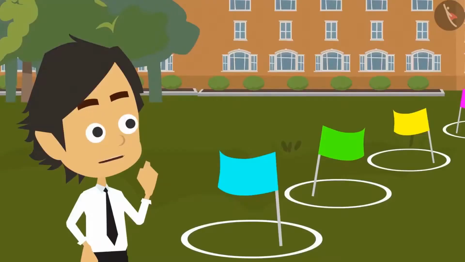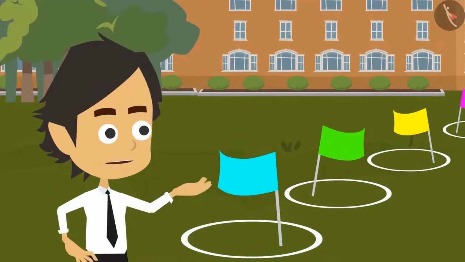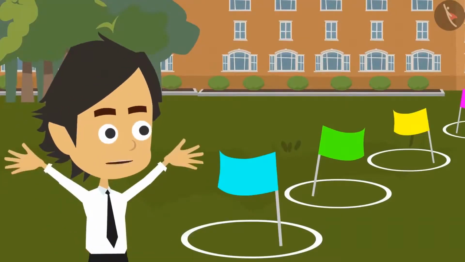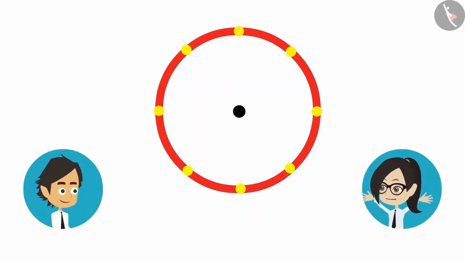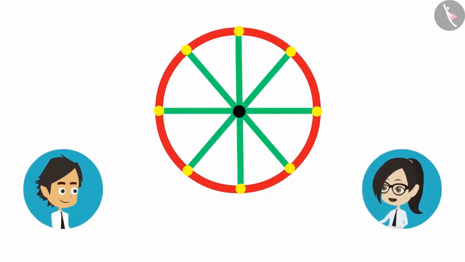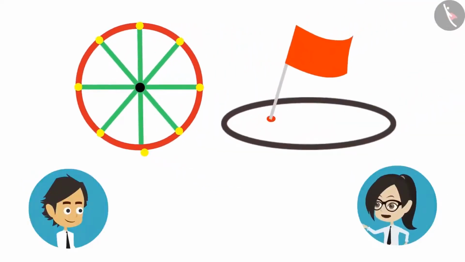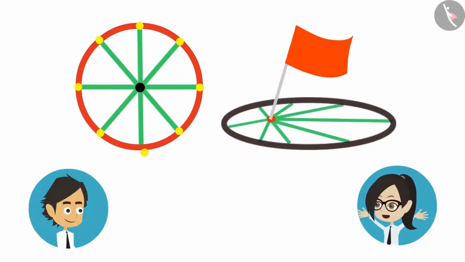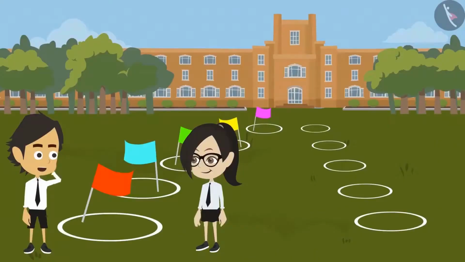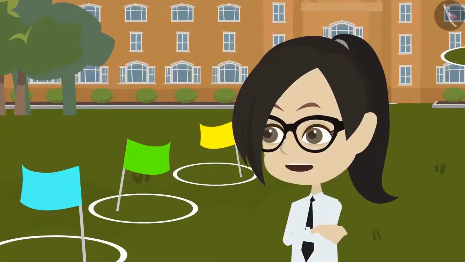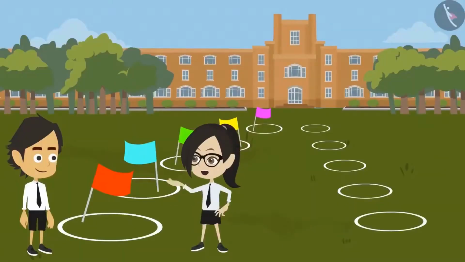Okay. This means that the center is not just anywhere in the circle, but right in the middle of the circle. Yes. And if we draw several lines from the center to different points on the boundary of the circle, then all those lines will be of the same length. Whereas if we draw lines from the point where the flags have been placed, they will all be of different lengths. Oh, now I have understood the mistake. Oh, now I will have to place the flags again. This time place them in the center, else you will have to do this again and again.